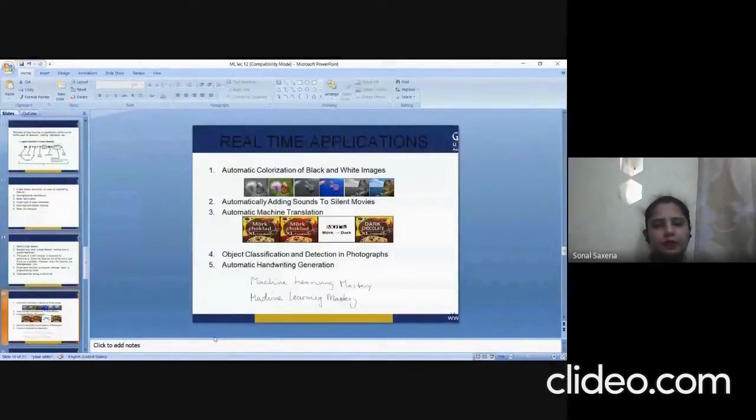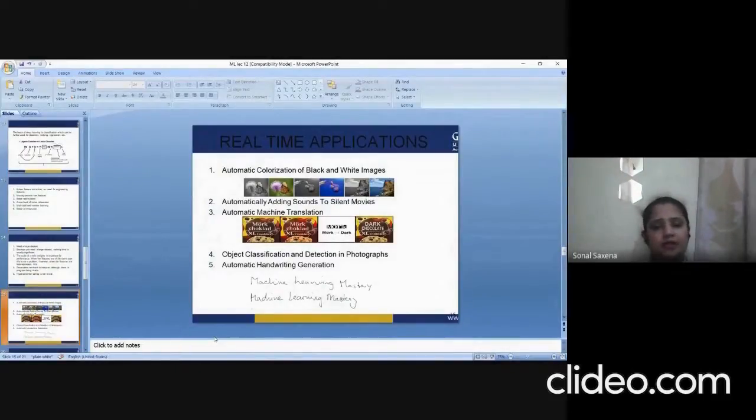Now, what are the real time applications? Automatic colorization of black and white images. This can be done with the help of deep neural network. Then automatically adding sounds to the silent movies. Even this is possible using deep neural networks.